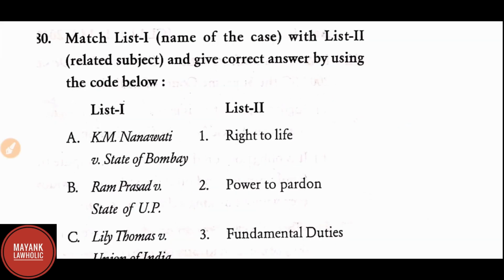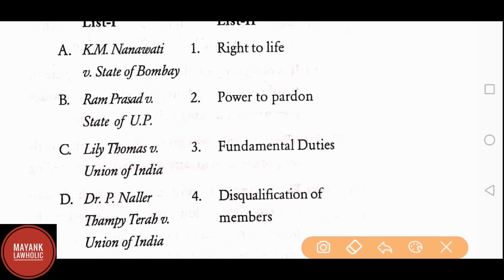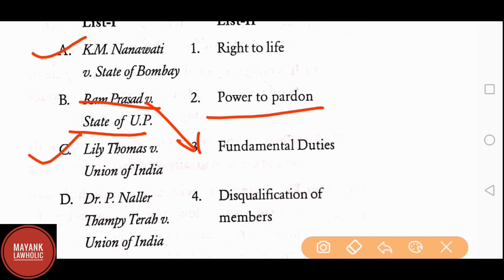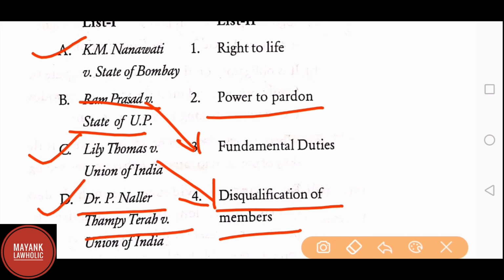Question number 80. Match list 1, name of the case, with list 2, related subject, and give the correct answer using the codes given below. A. K.M. Nanavati versus State of Bombay: power to pardon. B. Ram Prasad versus State of UP: fundamental duties. C. Lily Thomas versus Union of India: disqualification of the members. And D. Dr. P. Nalir Thampi Tehra versus Union of India: right to life.